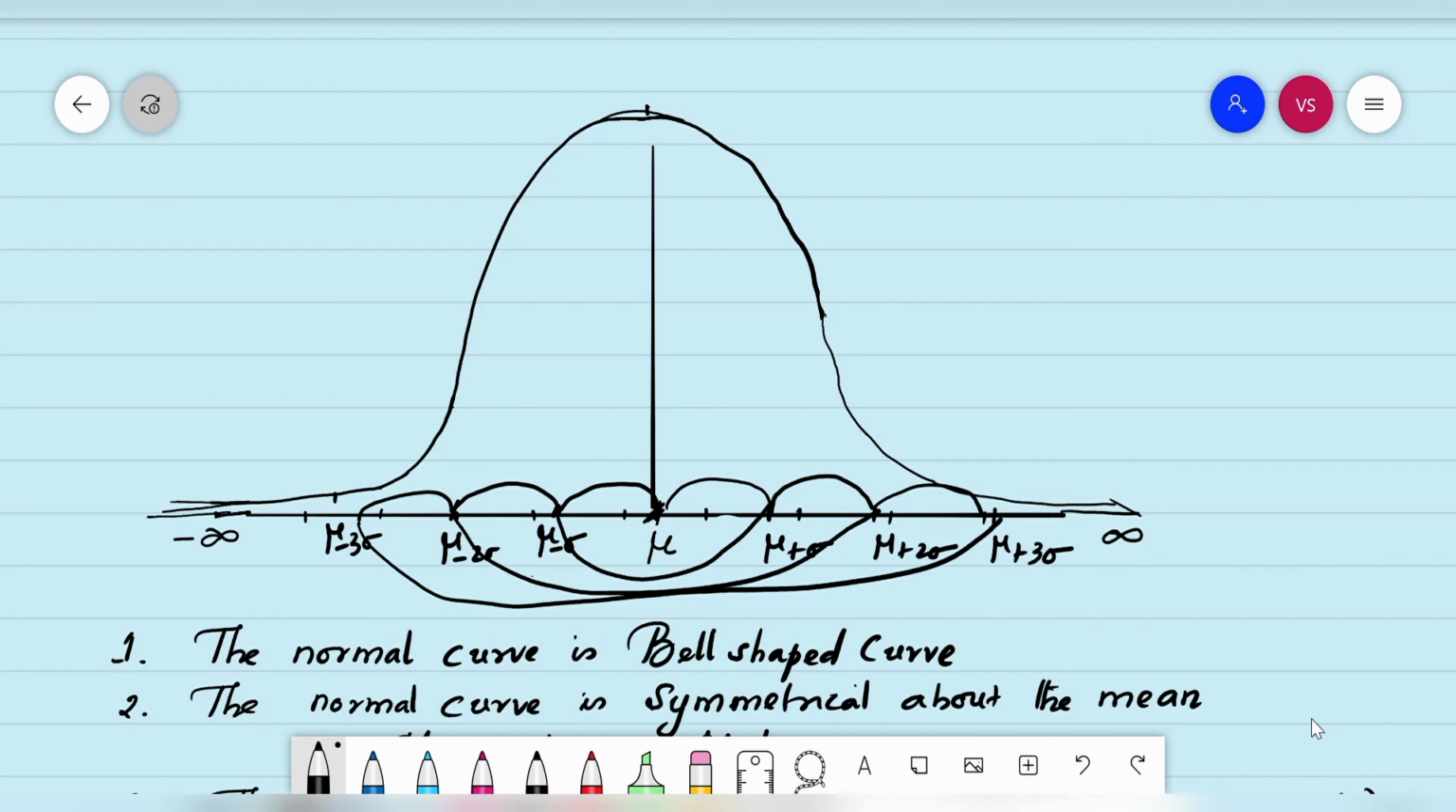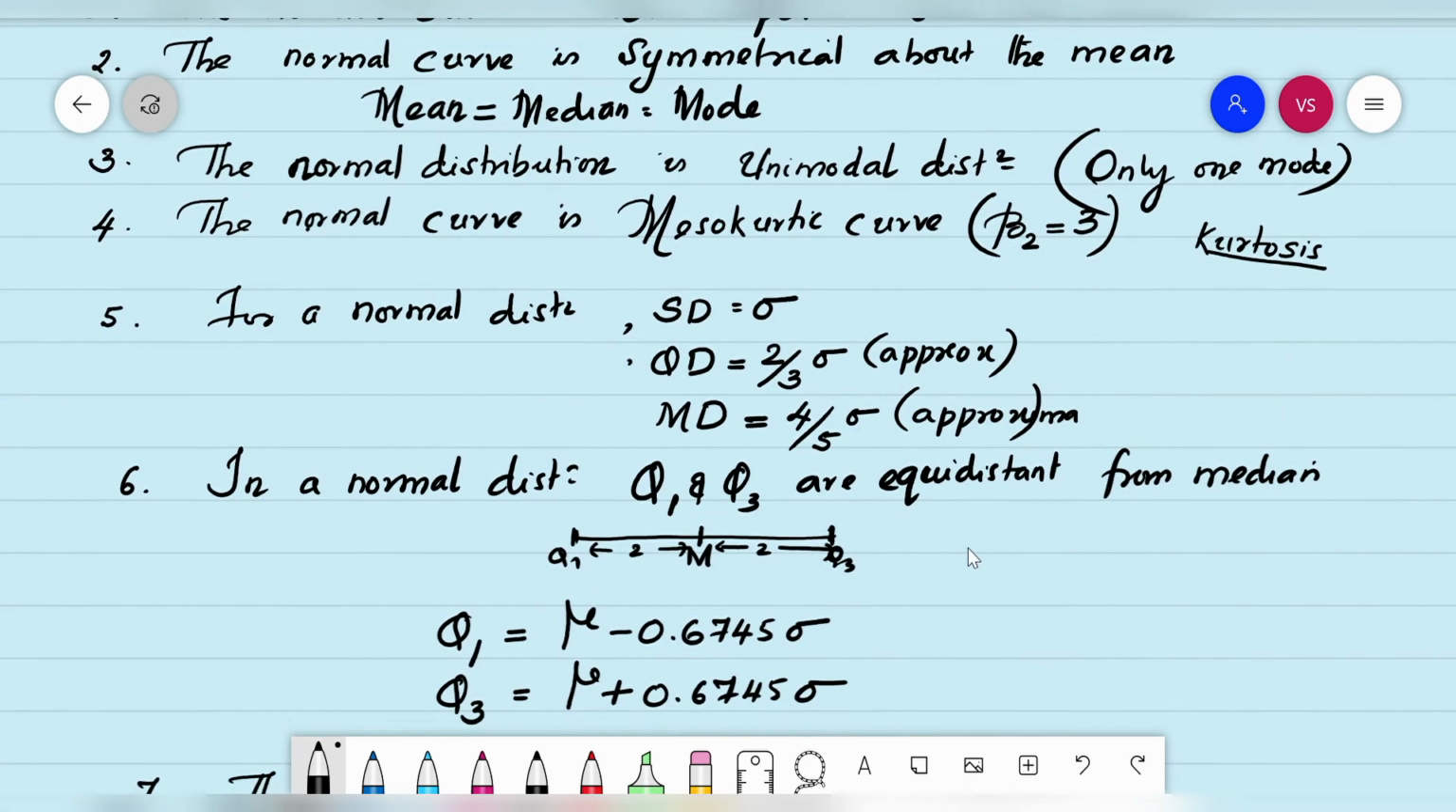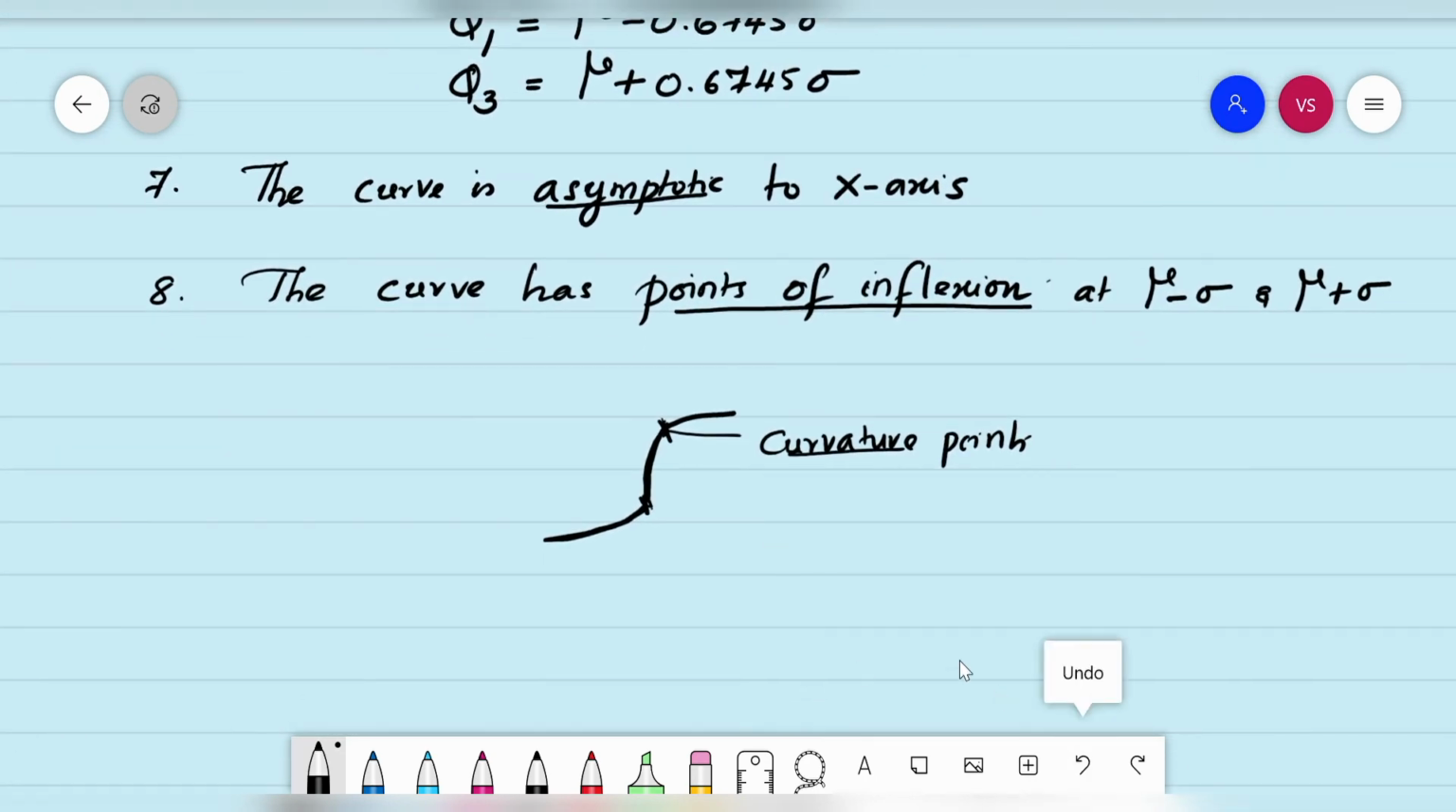So whenever we draw a curve, students, at one particular point from here the curve changes the direction. Again here it starts to change the direction. So here we have one point, here we have one point, and here we have another point. Since this is symmetrical, here also it is the same. So these are called the points of inflection, students. Now imagine, we can understand this: this is the one sigma limit, this is two sigma limits, and this is the three sigma limits. So this is one of the features that we come across, the curvature points.